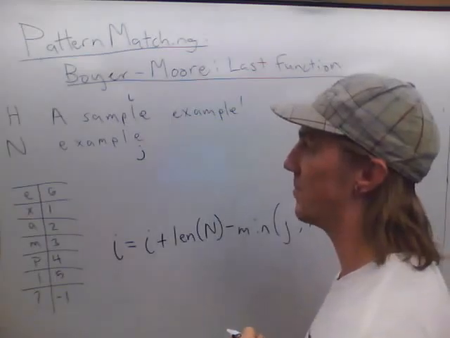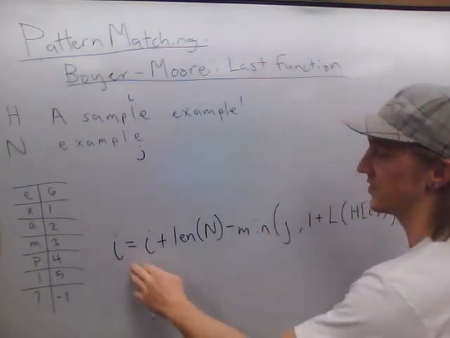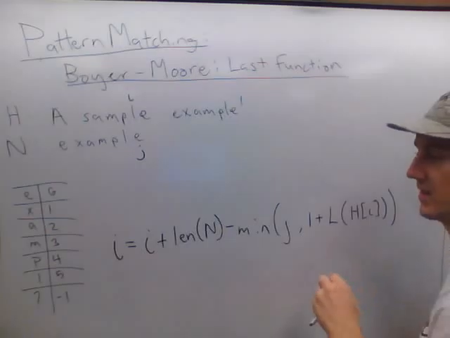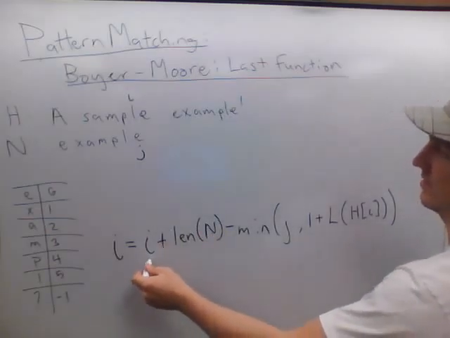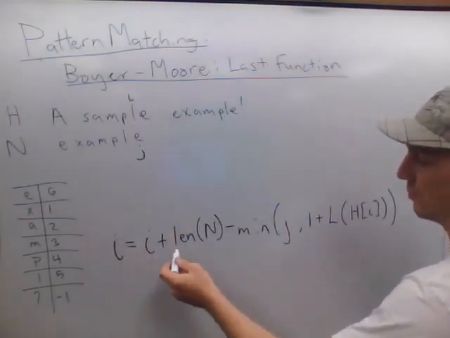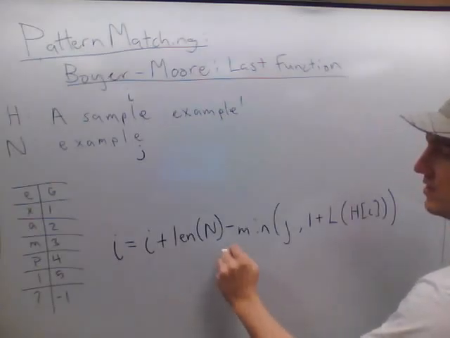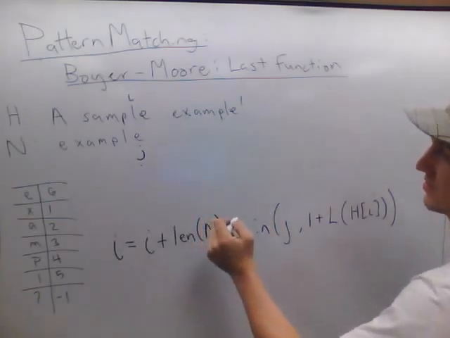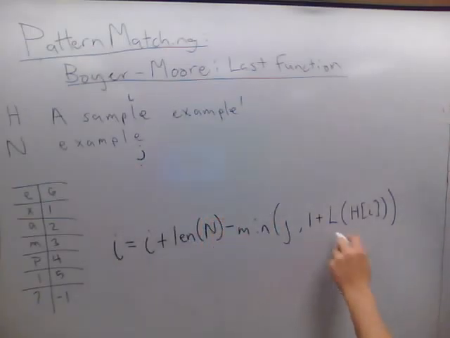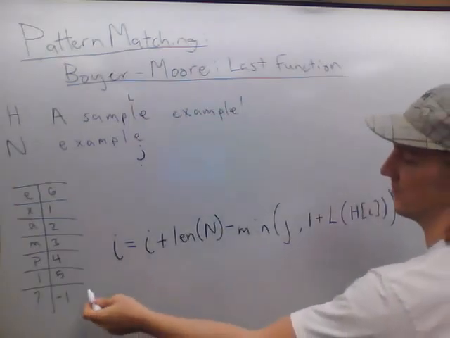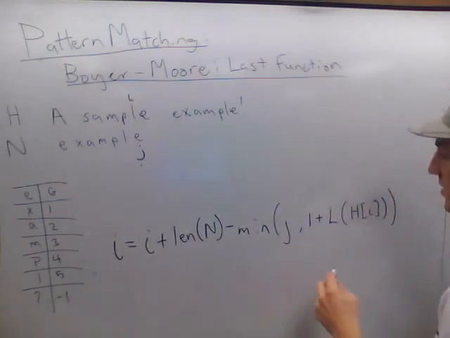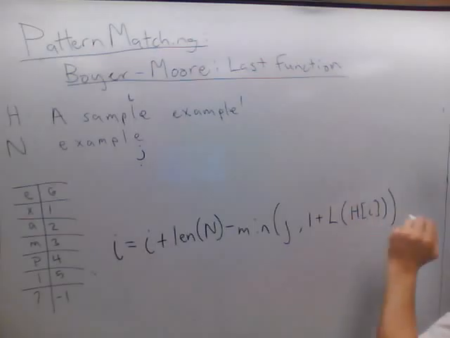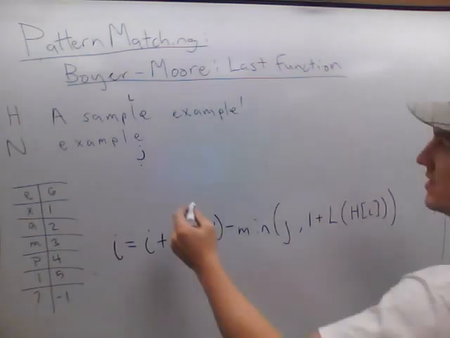If they do not match, we're going to use this equation to calculate the next index. We're going to look at I, the index inside the haystack, plus the length of the needle, minus the minimum of either J, which is the index in the needle, or 1 plus the last function. So we're going to use this table we previously generated, and plug in the character at index I inside the haystack.